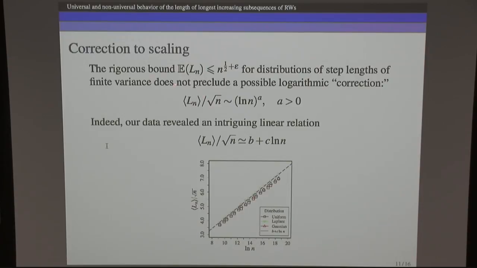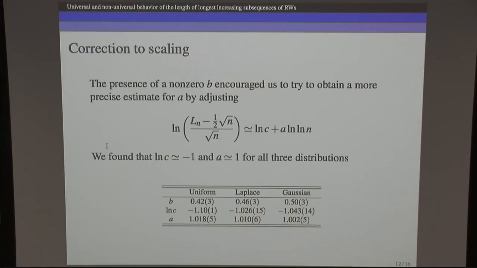This rigorous bound doesn't preclude that this little o term can be a logarithmic correction. So it can be like this. Indeed, our data revealed an intriguing linear relation like this. Why is this intriguing? Because of the b. I wasn't expecting a b here. Okay, so this is a second order. This comes from second order. And then we do a fit.